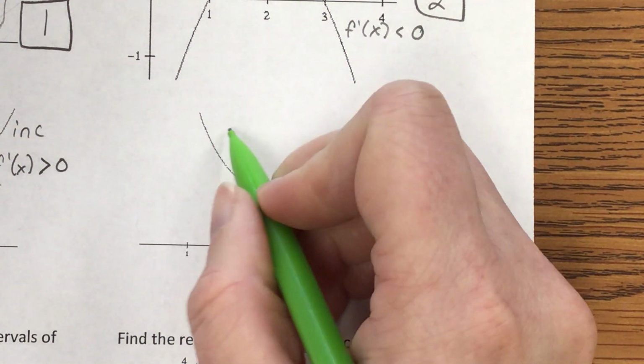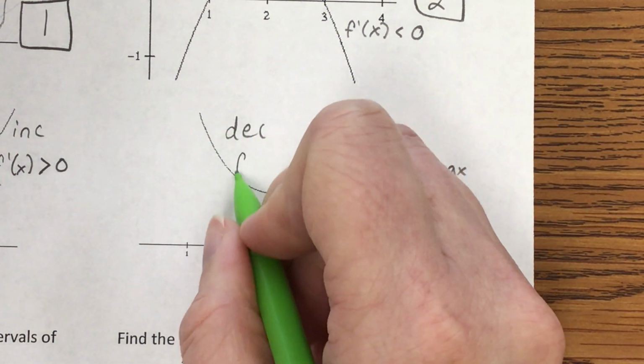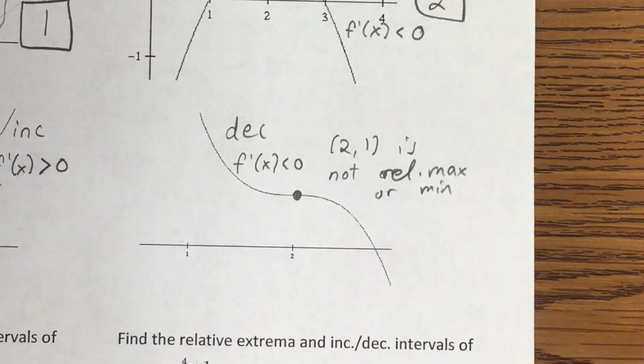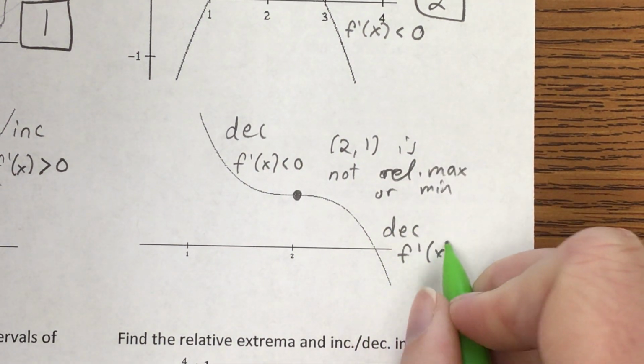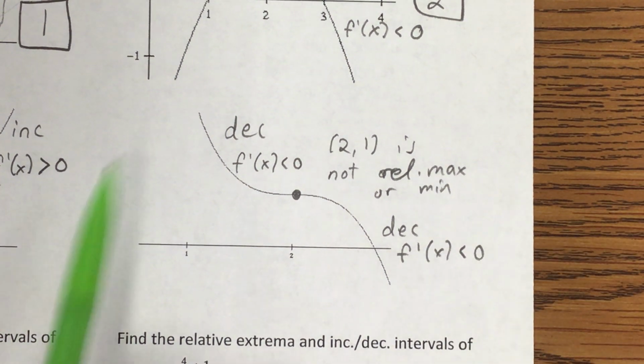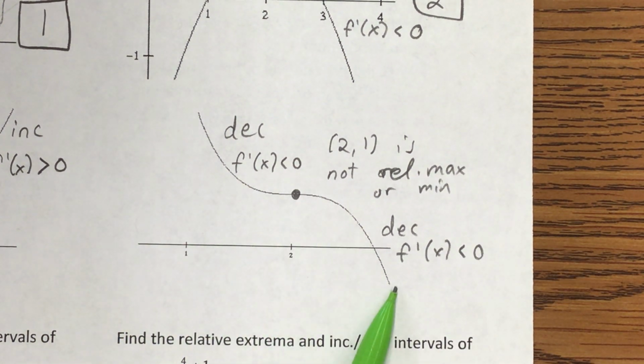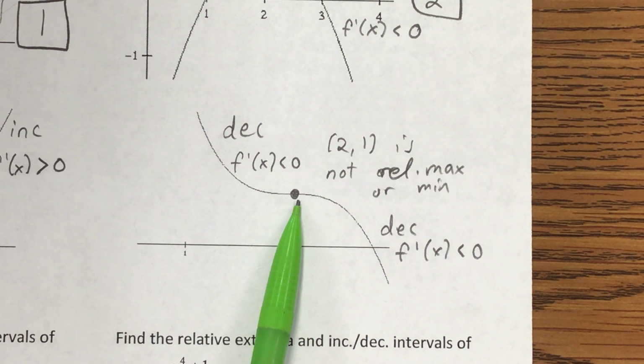Because to the left, our function is decreasing, which means that f prime of x was less than 0. And to the right, decreasing again, f prime of x less than 0. So negative slopes, so this cannot be a relative max or a min.